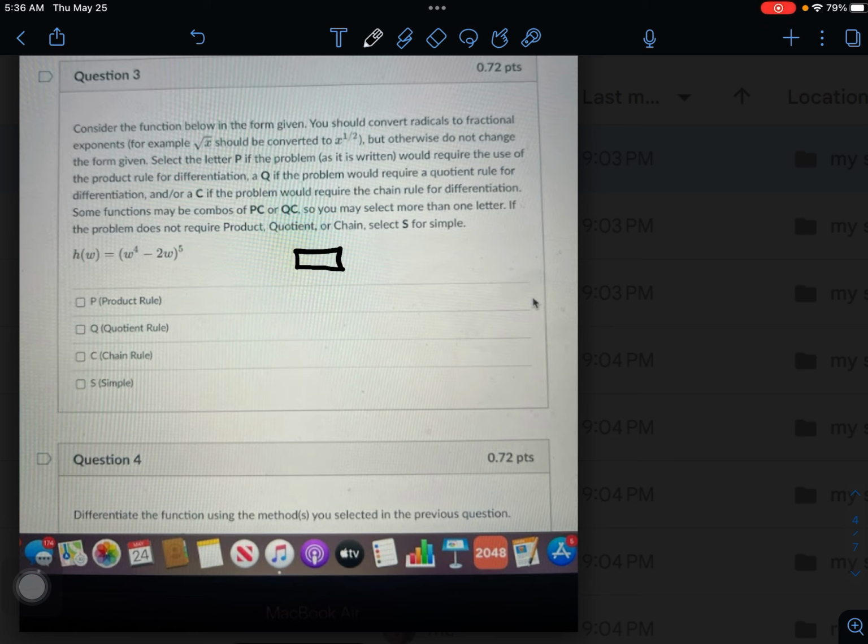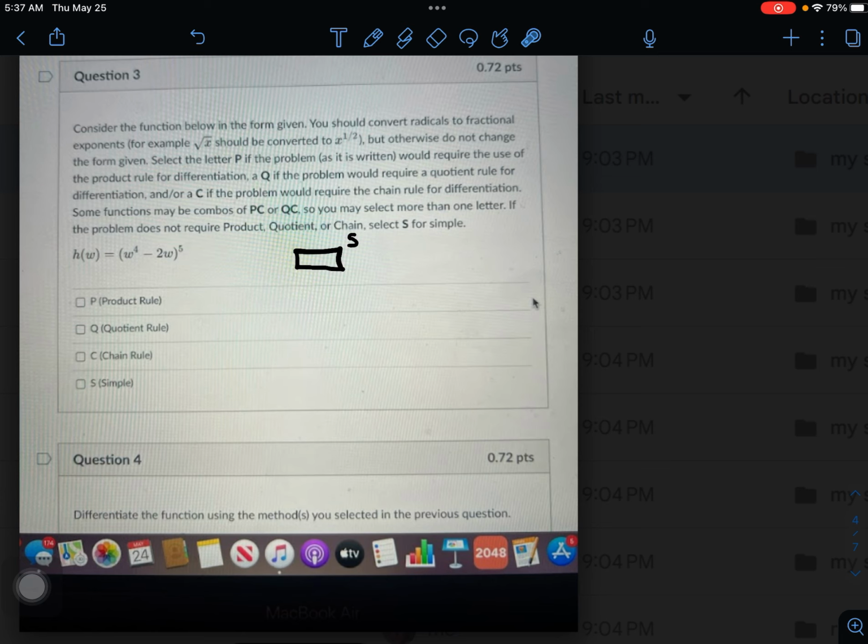I have something to the 5th power. And again, that something is what I'm ignoring. It's this stuff right here. It's that function. That something is a function. W to the 4 minus 2W is a function. But for now, I'm just going to ignore it. So I have something to the 5th power. That's your outside function. Something to the 5th power.